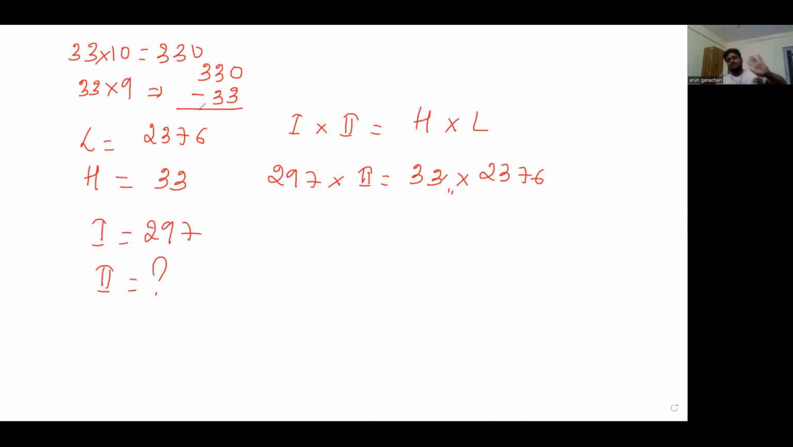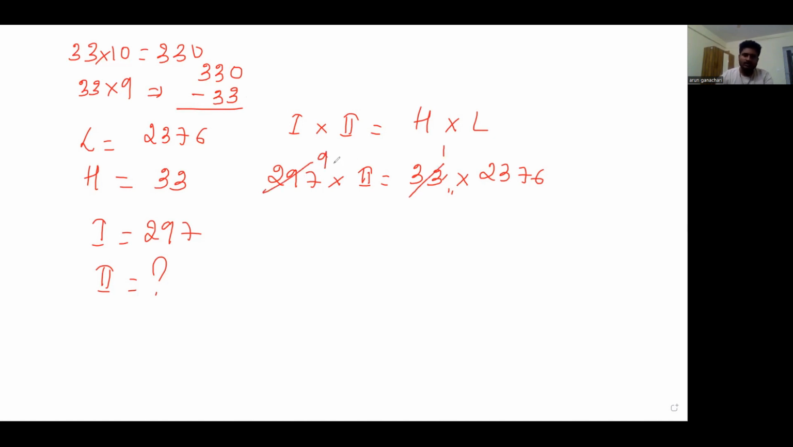And this also is a calculation where a lot of you guys will be confused. What is 330 minus 33? Don't take it as numbers. Take it as money. We are very comfortable with money transactions. So 330 rupees minus 33 rupees. How much is that? 297. So 33 nines are 297.